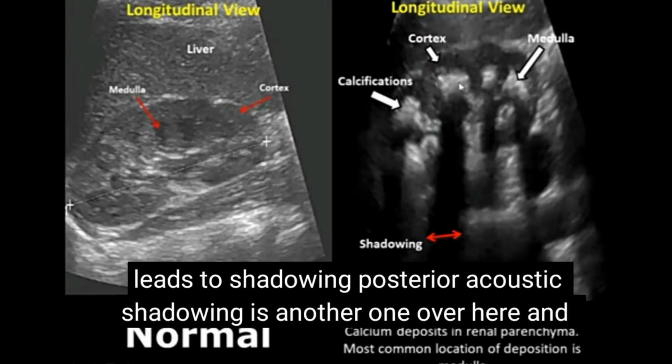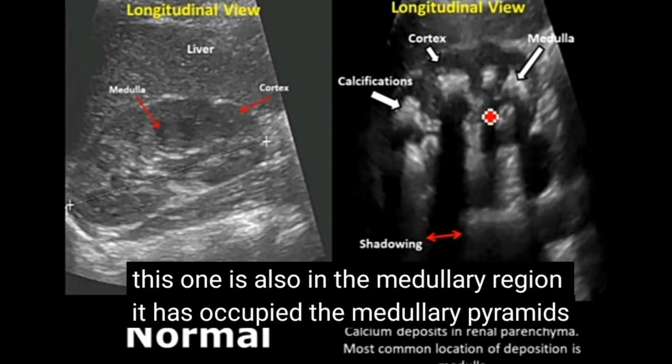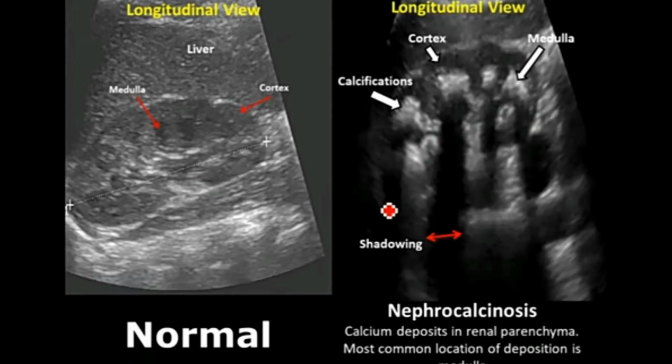The density of calcifications is more in this image, that's why it leads to shadowing. Posterior acoustic shadowing is another one over here, and this one is also in the medullary region. It has occupied the medullary pyramids.